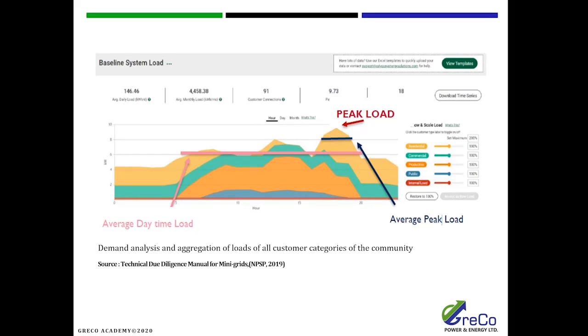Demand analysis and aggregation of load of all the load categories of the community. This particular load profile is our demand analysis and aggregation of load of all customers category of a given community in terms of residential, commercial, public, and productive users.